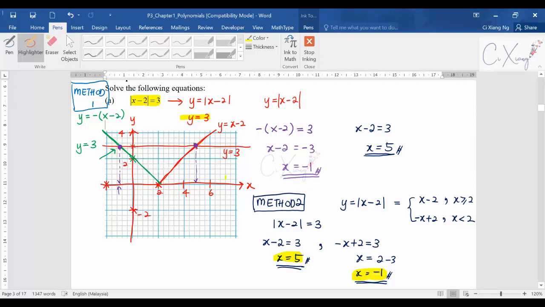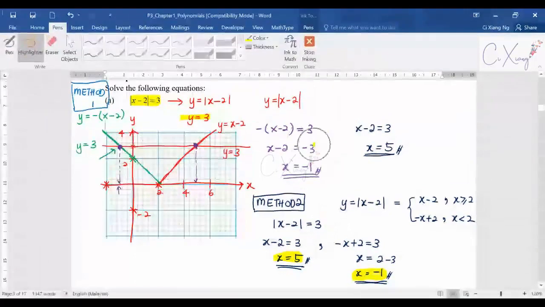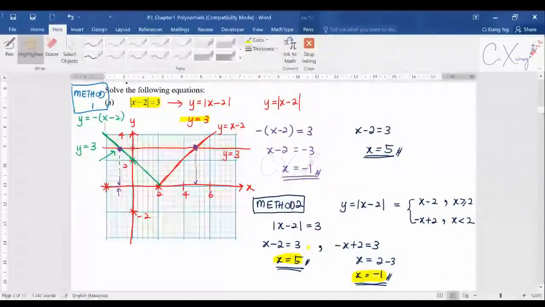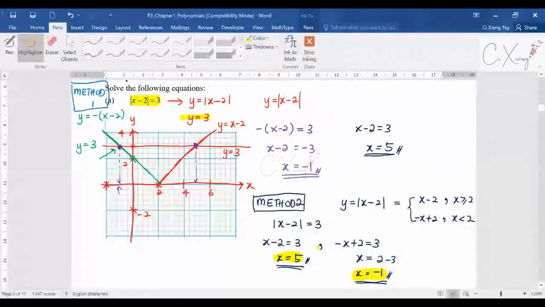Alright, so if you compare these two methods, which one is better? Actually, if you want to compare, method number 2 is much shorter and saves time. Because if you look at this step, the calculation part here and also this one, they are actually the same. But for method number 1, you need to sketch the graph to look at the intersection point and where it is. So that means you spend a longer time drawing the graph.